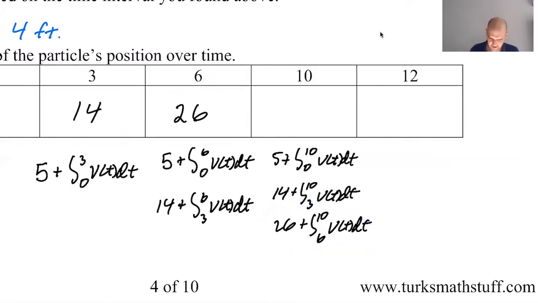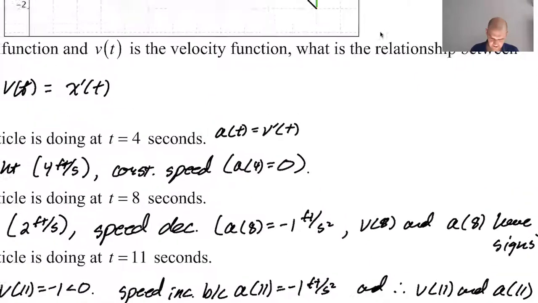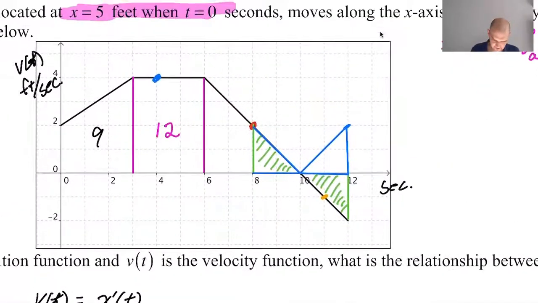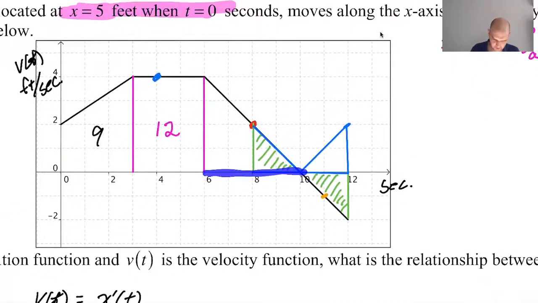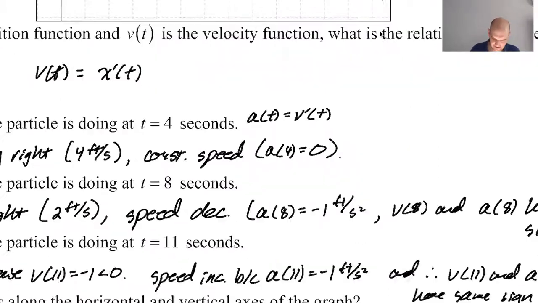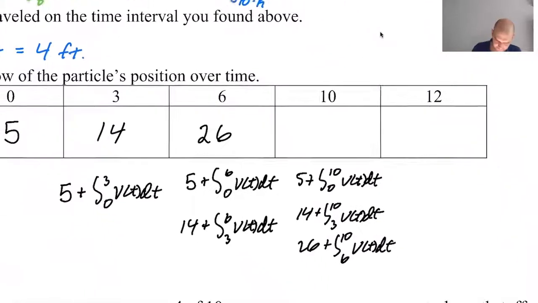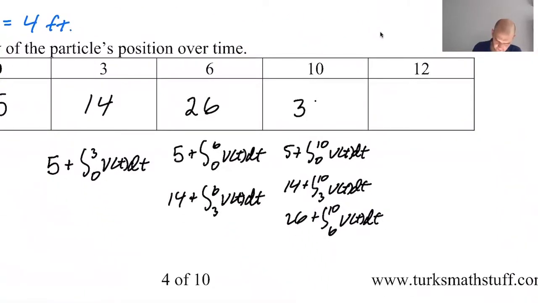So from 6 to 10, that's 4. That's 4, so 16, but you get half. So that's going to be 8. So we'll add 8 here to get us to 34. Oh, what? I don't know what happened there. That gets us to 34.